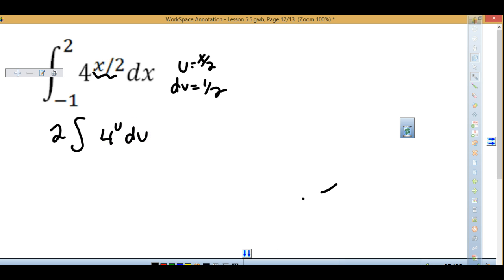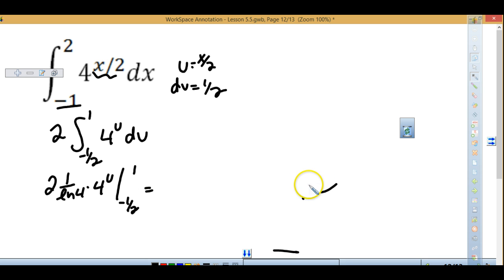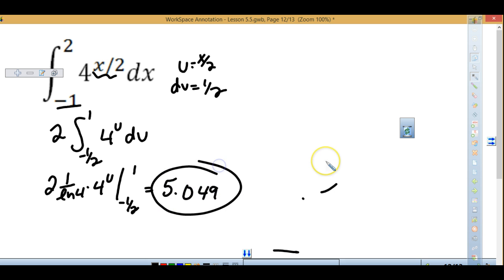Remember that you can't write the bounds down the same as what they were here, so you're welcome to either switch back to x's at the end or convert your bounds right now. If I have negative 1 in the denominator here and I switch that from x's to u's, I'd have a negative 1/2 on the bottom. Okay, and if I plug in 2, I'd end up having a 1 here. All right, so the 2 carries down. I'm going to have 1 over natural log 4 times 4 to the u from negative 1/2 to 1. If I plug that into my calculator, I end up getting approximately 5.049 to 3 decimal places.